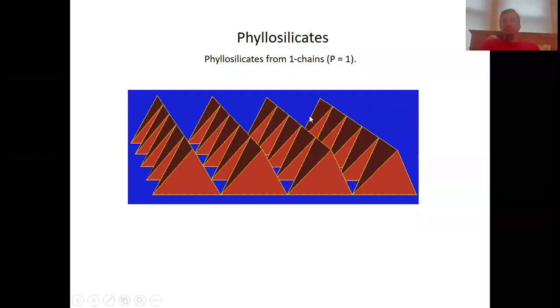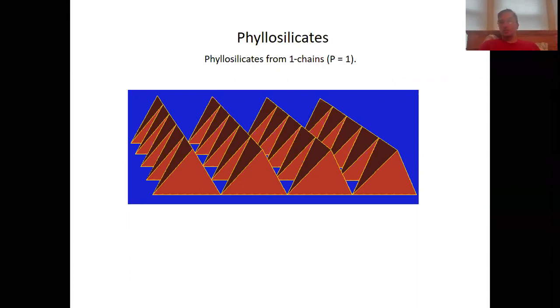Okay, let's move on with our silicates. Before the exam, we discussed examples of one-dimensional silicates. Now let us move over to two-dimensional silicates, which are also called phyllosilicates.